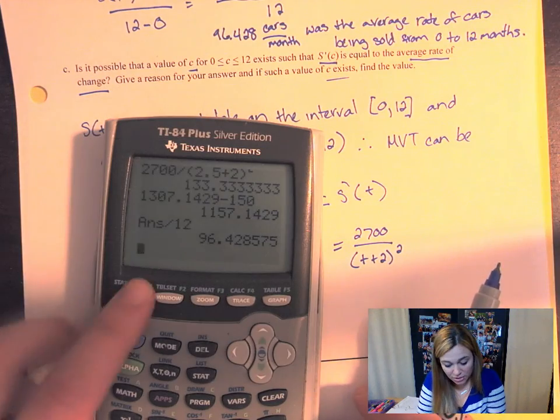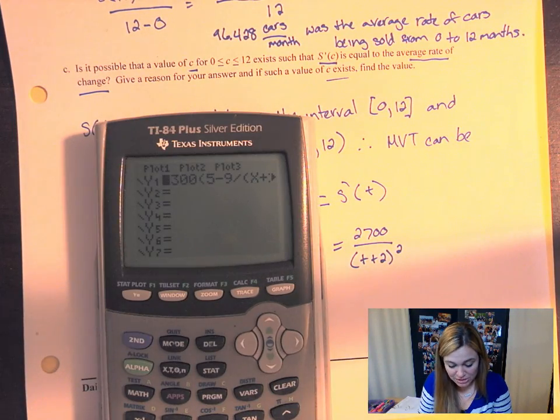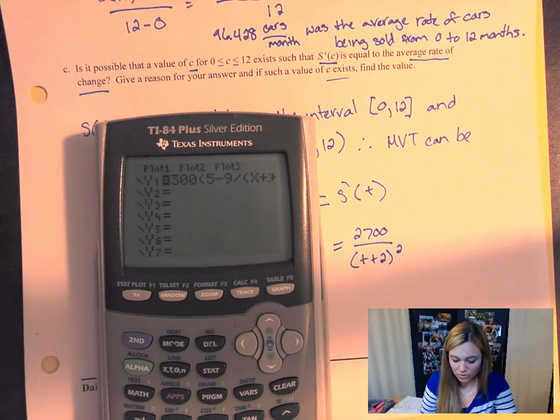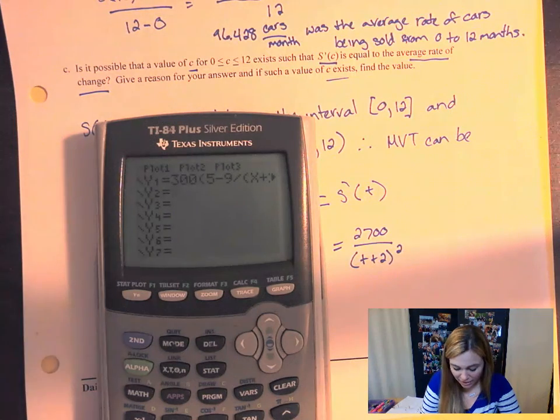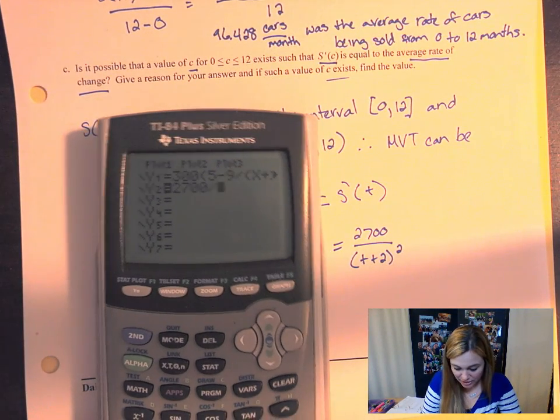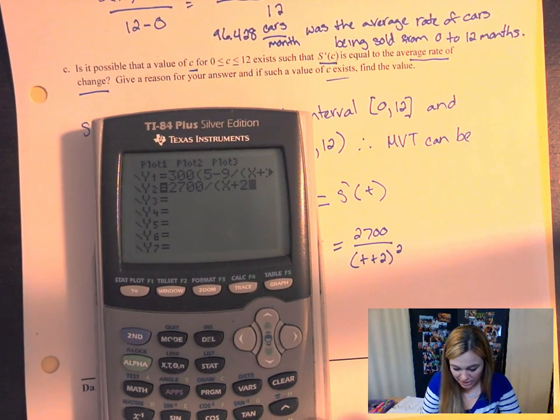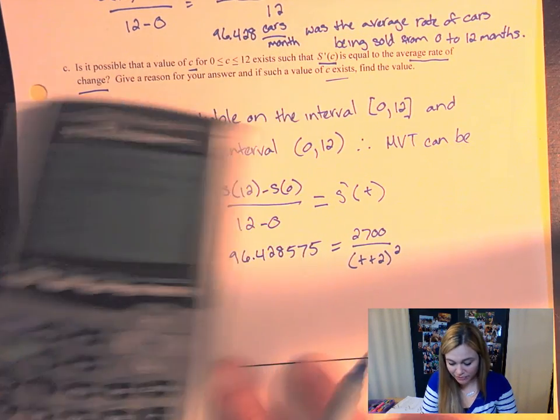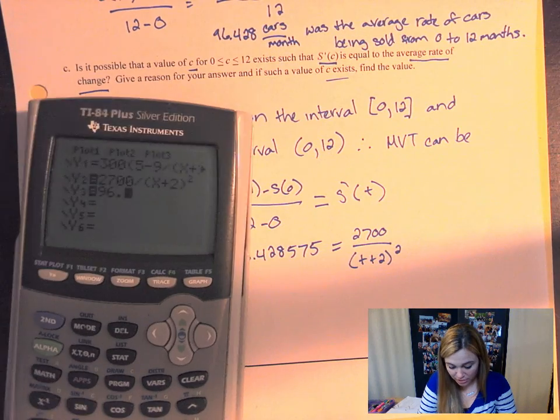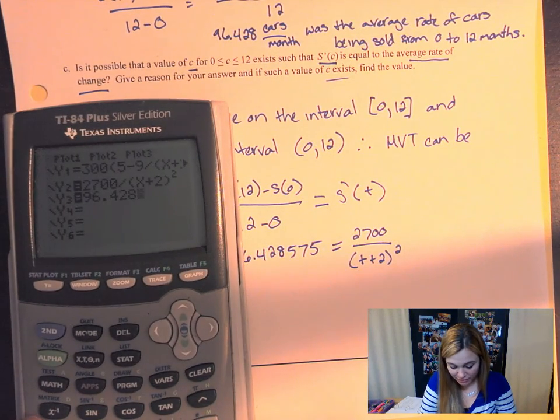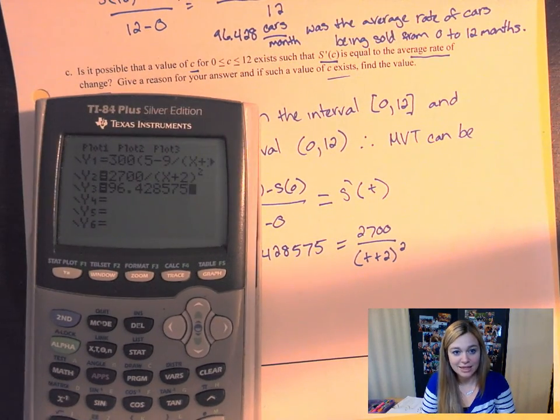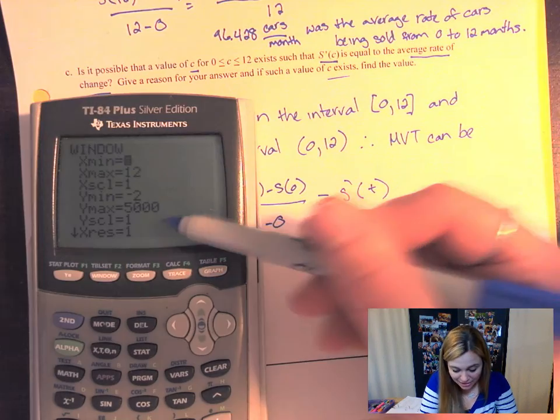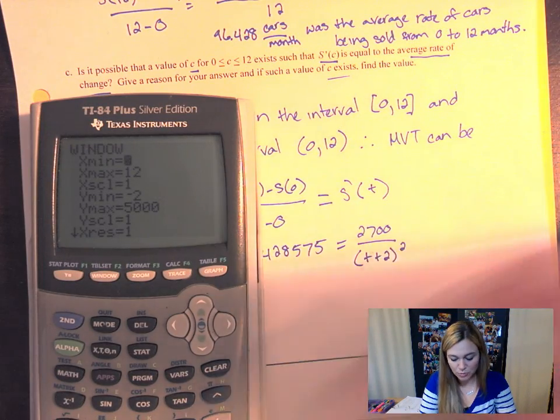So I'm going to go over here. I'm going to go to y equals. I'm actually going to push this equal sign just in case I need this later. I don't think I do, but I'm going to do that so that it's not highlighted anymore. 2700 divided by the quantity x plus 2 squared. And I'm also going to graph 96.428575. And I just want to make sure my window has that in it. Yeah, my y max is huge, so it's well above 96.